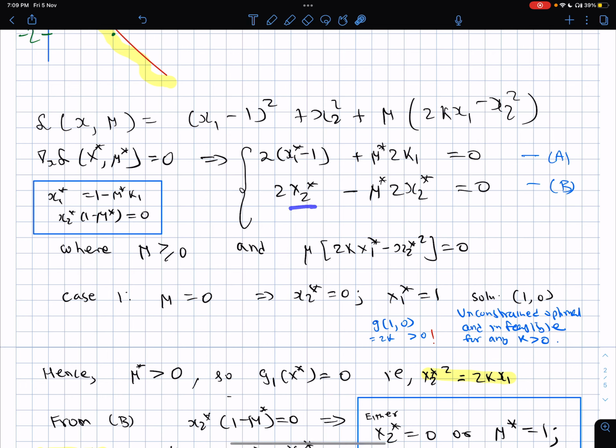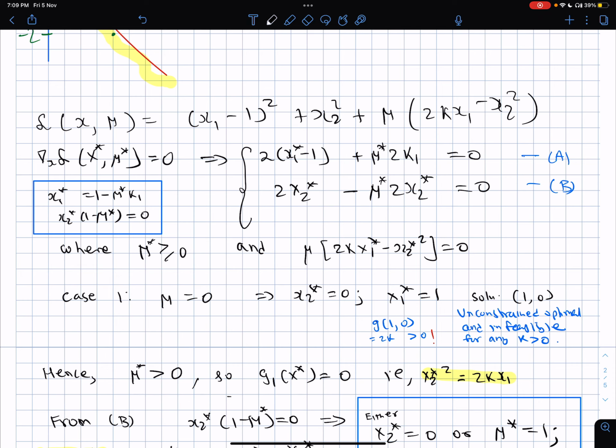This says x2 star into (1 minus mu) should be equal to 0, and this says x1 star is equal to 1 minus mu star k. So this is the essence of the requirement of the Lagrangian function to be stationary. Now, what are the other requirements which were coming right from the necessity? This mu star should be greater than or equal to 0. Is it not? This is required, that mu star should be greater than or equal to 0.